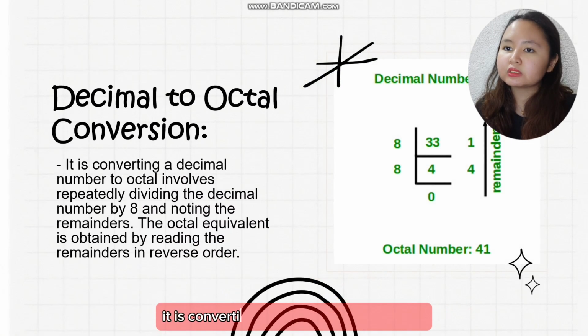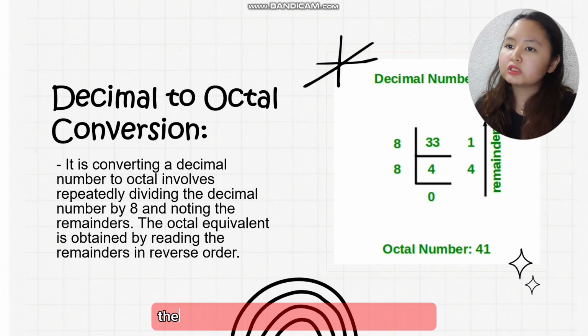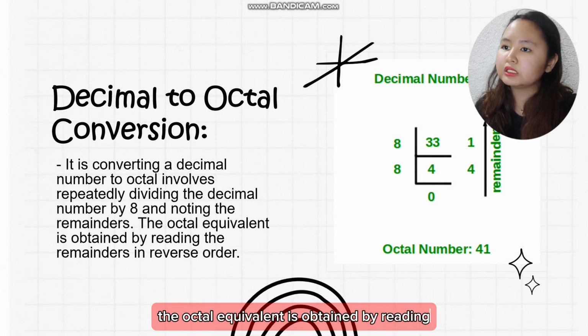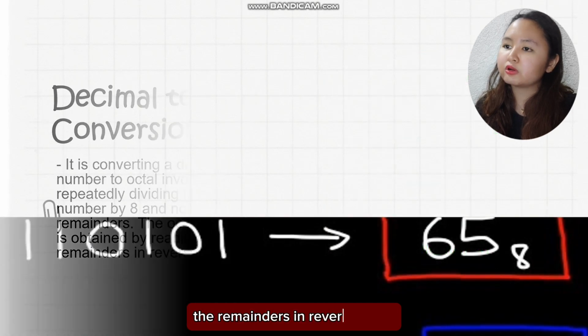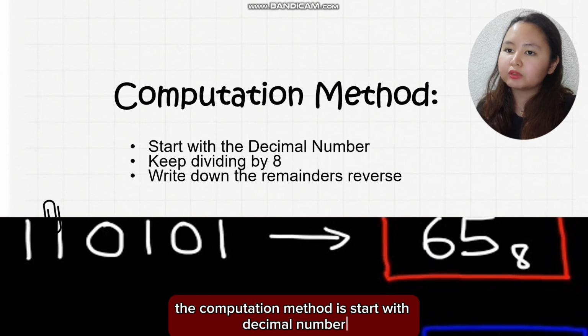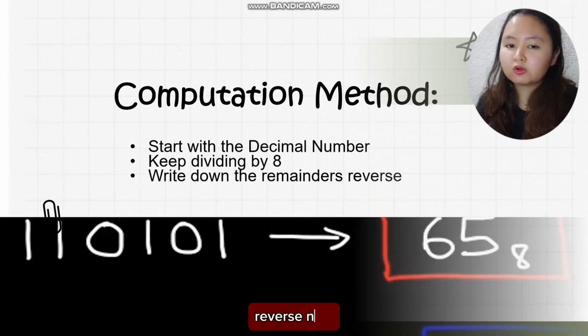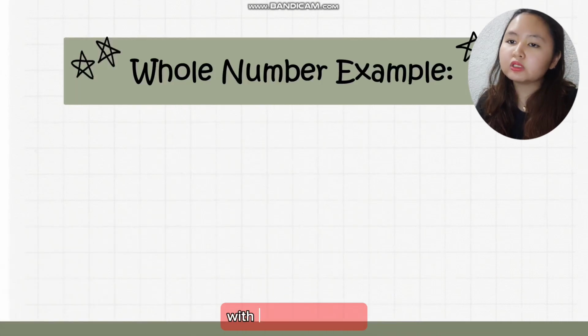Converting a decimal number to octal involves repeatedly dividing the decimal number by 8 and noting the remainders. The octal equivalent is obtained by reading the remainders in reverse order. The computation method is to start with the decimal number, keep dividing by 8, and write down the remainders in reverse. Now let's give an example with a whole number.